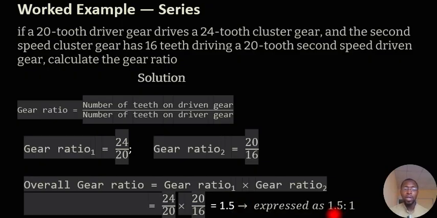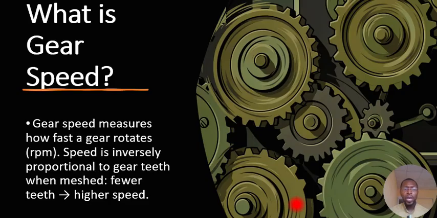If you want to determine the overall gear ratio, you determine individually the gear ratio of one pair, and so on and so forth, and then you multiply them together. That will give you the overall ratio, as we have just done in this example. Okay, so now we can go to the gear speed. We now know what gear ratio is. What is now gear speed?